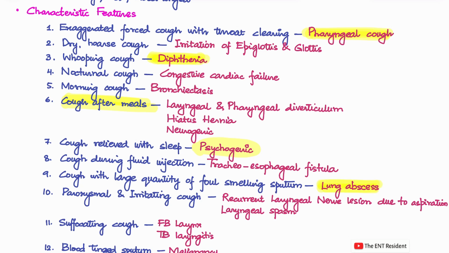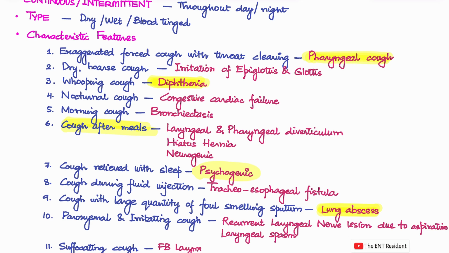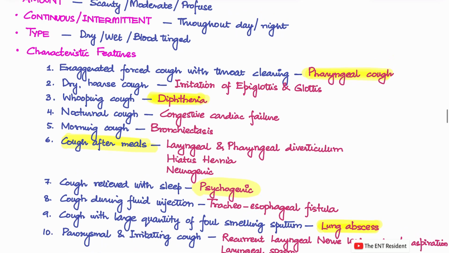A paroxysmal and irritating cough can be in a recurrent laryngeal nerve lesion due to aspiration or a laryngeal spasm. Suffocating cough will be seen in foreign body larynx and TB laryngitis. Blood tinged sputum will be seen in TB and malignancy. So, these are some characteristic features of cough that you can ask the patient about, and this will help you in pointing towards the right direction.